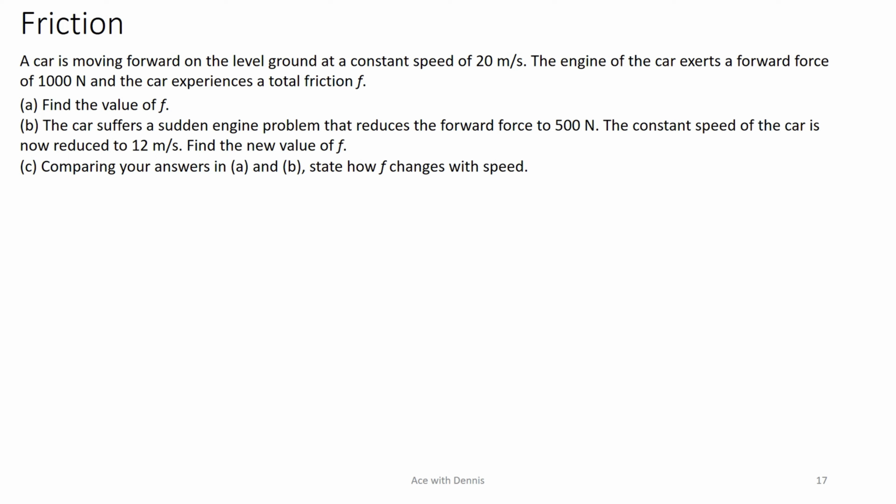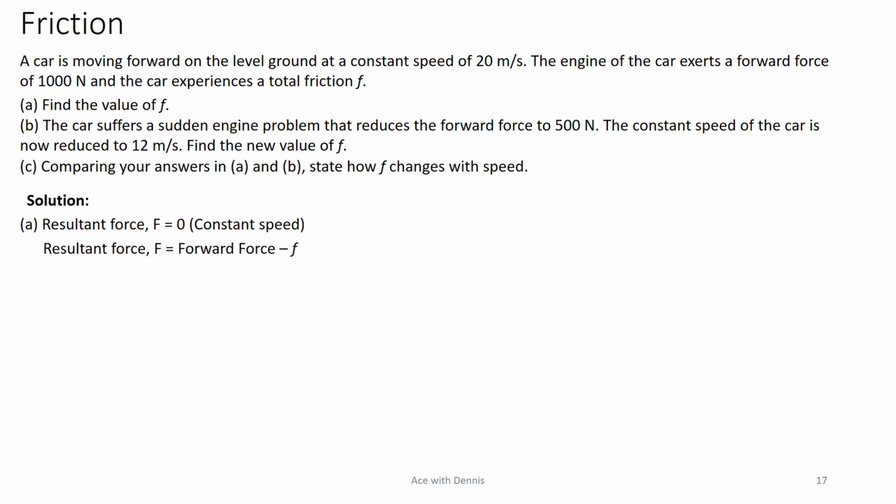Okay, now let's look at the solution. A. Resultant force is 0 because it is stated that the car is moving at constant speed. But the resultant force is also forward force minus friction. Therefore, 1000 minus F equals 0. Therefore, the friction will be 1000 newtons. For B, resultant force equals forward force minus friction, which is 0 equals 500 minus F, and we find the friction is 500 newtons.